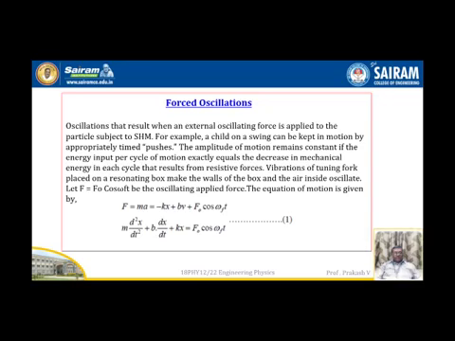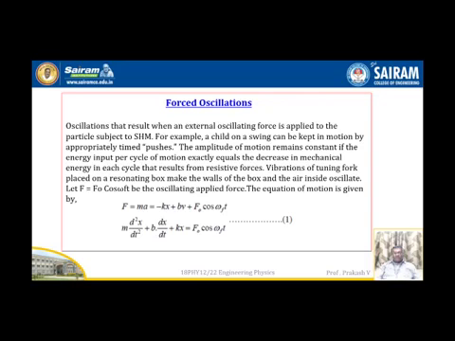Vibrations of a tuning fork placed on a resonating box make the wall of the box and the air inside oscillate. Let F = F0 cos(ωf t) be the oscillating applied force. The equation of motion is given by F = ma = -kx - bv + F0 cos(ωf t).